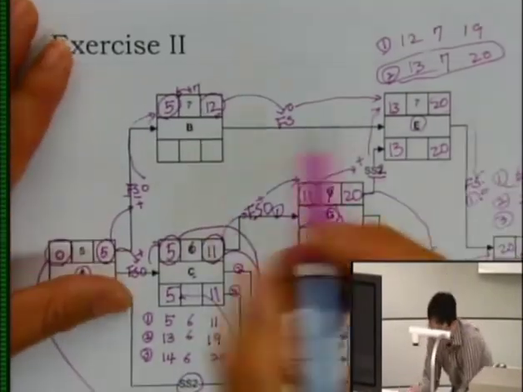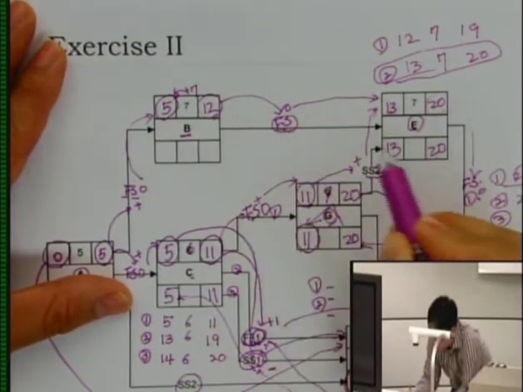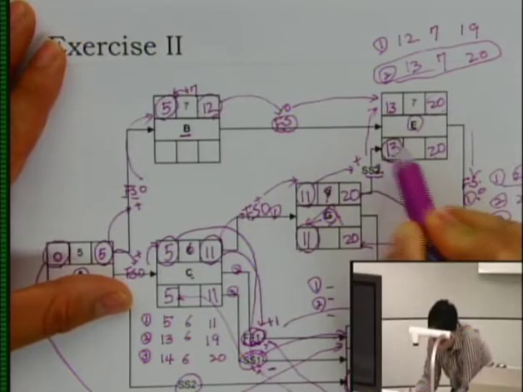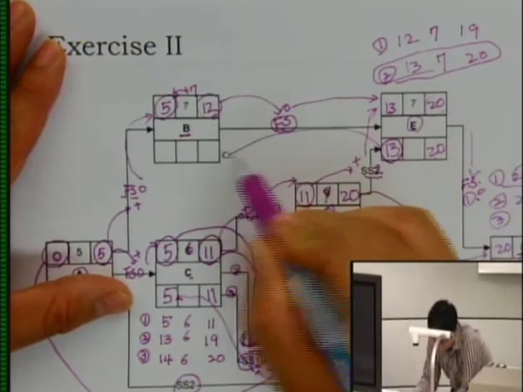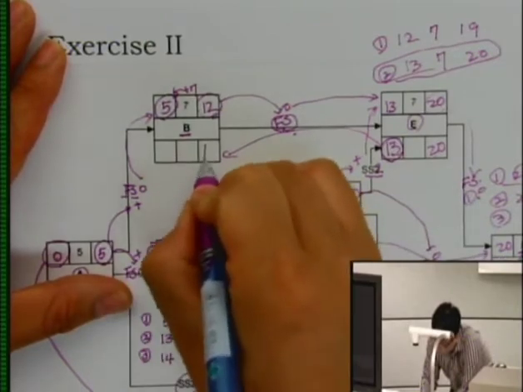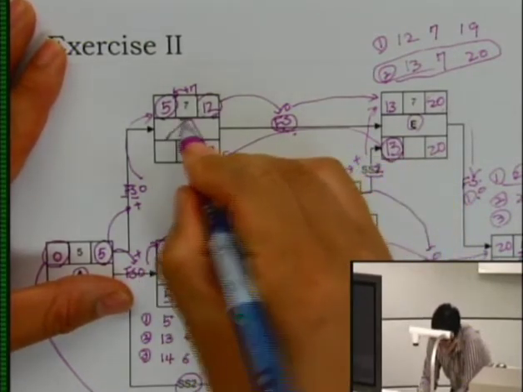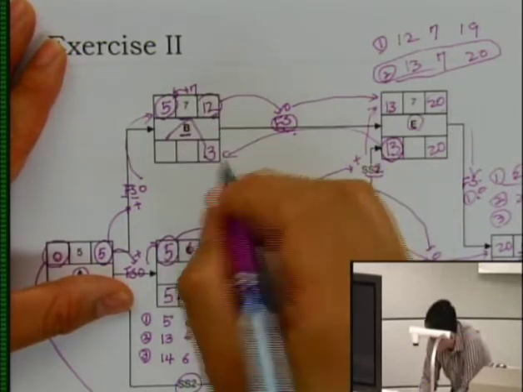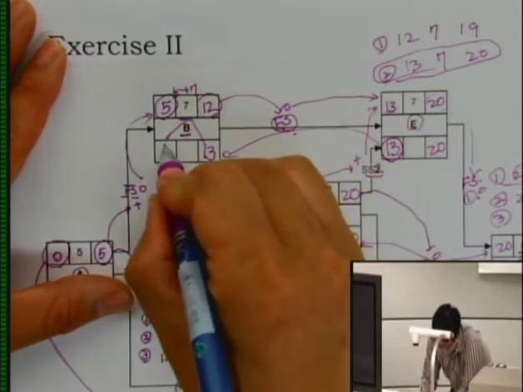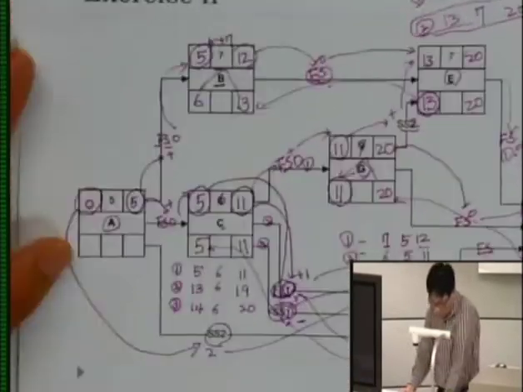Let's look at activity B. It's a finish to start relationship. So the late start of activity E becomes your finish. So 13 minus 0 becomes what? 13. 13 minus 7 will be 6.